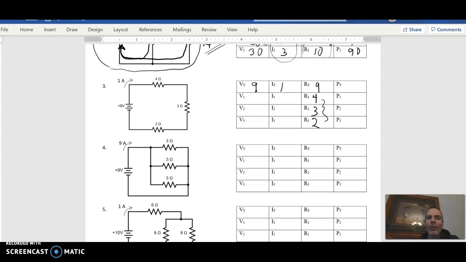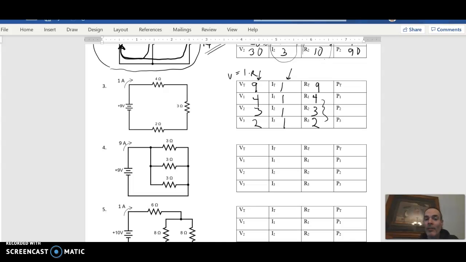Now what do we know about voltages or currents in a series circuit? If you're thinking voltages, no. I would be thinking currents. If it's a series circuit, all the currents will equal each other. So how do I get these V's? Well, V would be I times R. So 1 times 4, 1 times 3, 1 times 2.